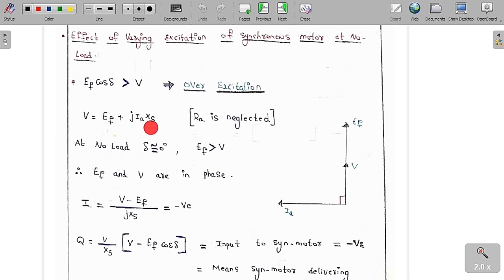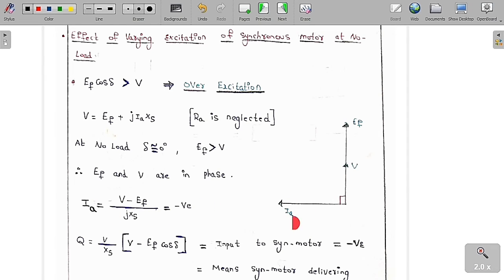Then I've already told the expression of Ia: Ia is equal to V minus EF by j into XS. As you can see clearly, EF is much higher than V in this case. So whenever EF is greater than V, whatever current you get is negative. The armature current Ia is negative in fashion, or simply we can say minus 5 by j into XS. If you multiply by j and j, you get plus 5j by XS, which is a positive phase shift of 90 degrees. So current Ia is going to lead the voltage by 90 degrees.